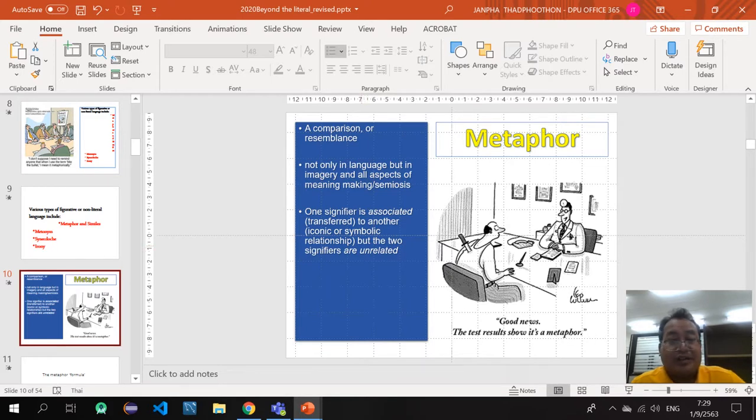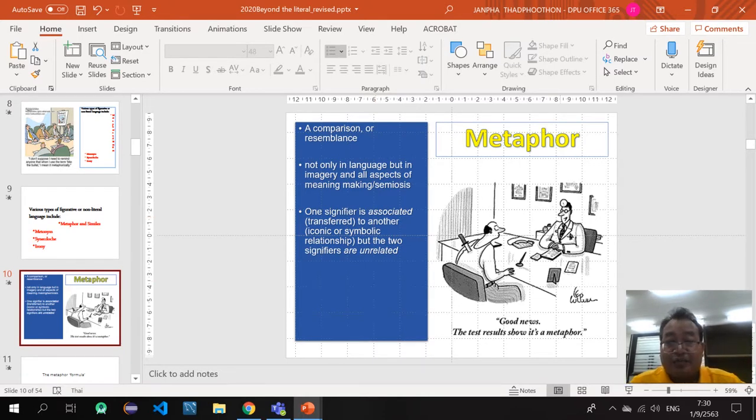She is one signifier associated with one quality. Maybe she's powerful, she's fierce, she's strong. You can say she is a tiger. As you can see, the two signifiers, the woman and the tiger, are unrelated, but you actually compare the two signifiers in terms of the qualities.